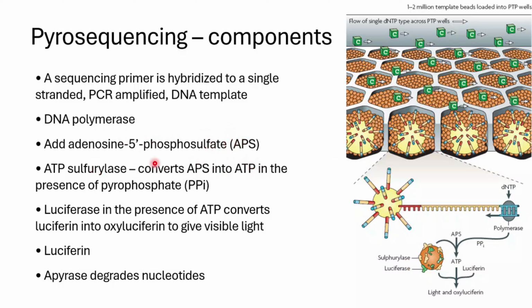And I'll explain this in detail, so I'm just telling you the components so you get an idea. You need, obviously, luciferase, the enzyme that makes light. You need the reactant, the molecule that will make light by being transformed by the luciferase. And then you need another enzyme called apyrase, which degrades nucleotides, okay? So this is all what you need.